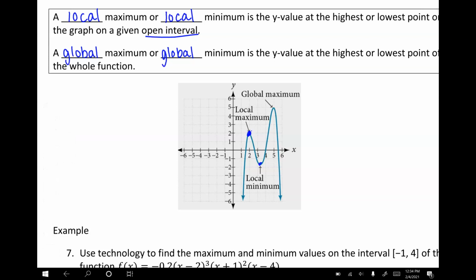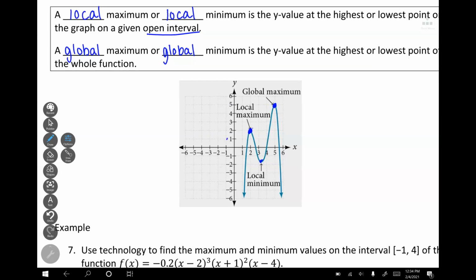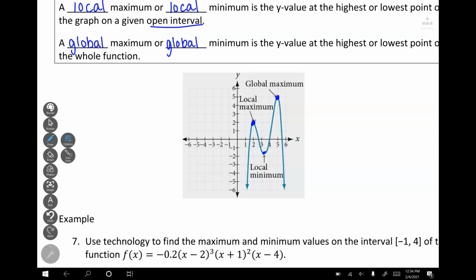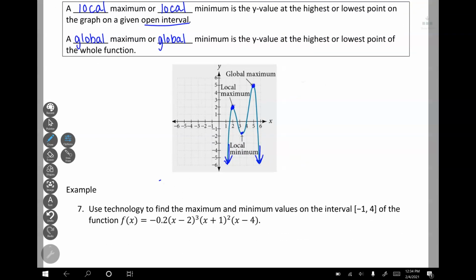So that's why here this is the global maximum, because that's the highest point of the entire function. 5 is the global maximum. Now you can't get a global minimum from this because we keep going down, down, down forever, okay? So this is not the global minimum because there are other points on that graph that are below that point. Those arrows make it to where you cannot find a global minimum because it's going to negative infinity.